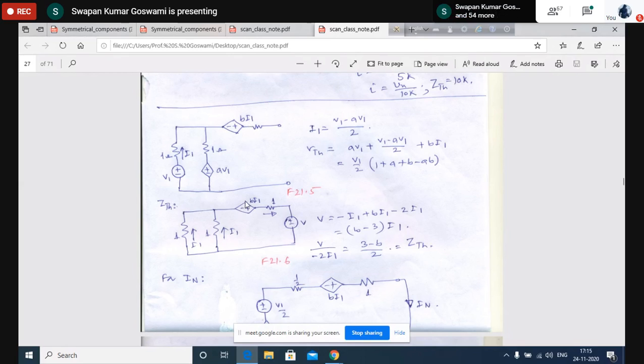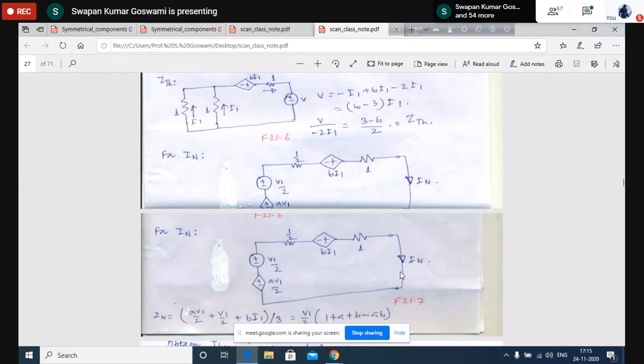I am first converting this source, this total circuit in a suitable form, so that I can easily find the Norton current. So that's why this conversion has been made. Okay?